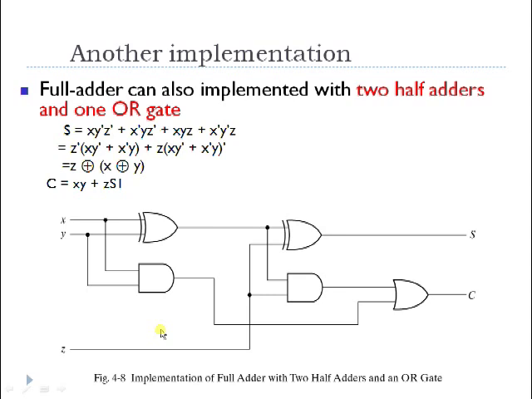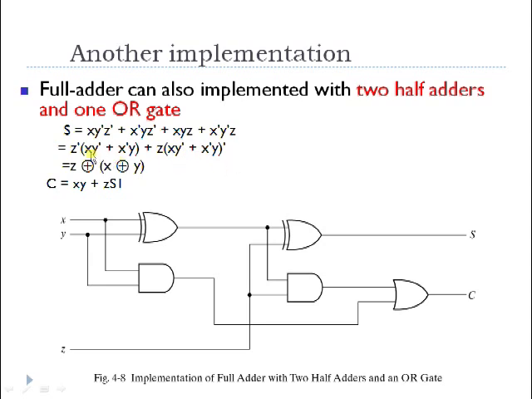Now this is another implementation of the full adder, where it is implemented by using two half adder circuits along with one OR gate. If you can see, we have got this sum function. In these two minterms, I took z bar common, then I'll get x y bar plus x bar y, plus, out of these two minterms I took z common, therefore I'll get this.